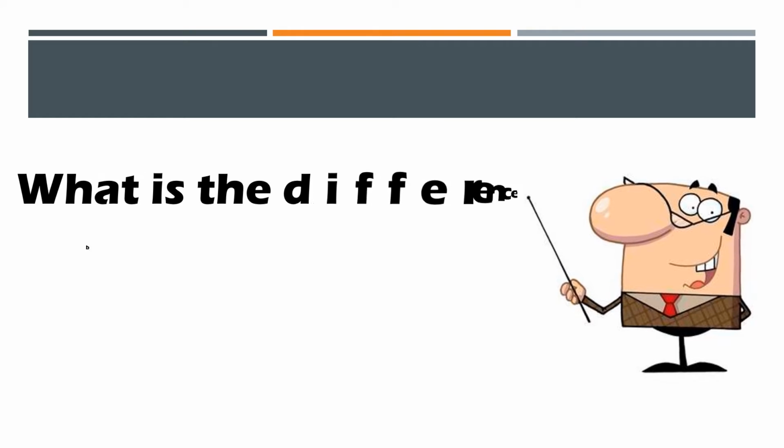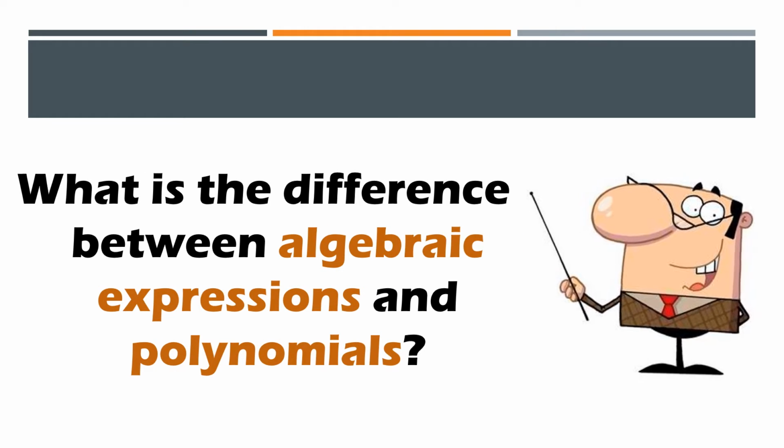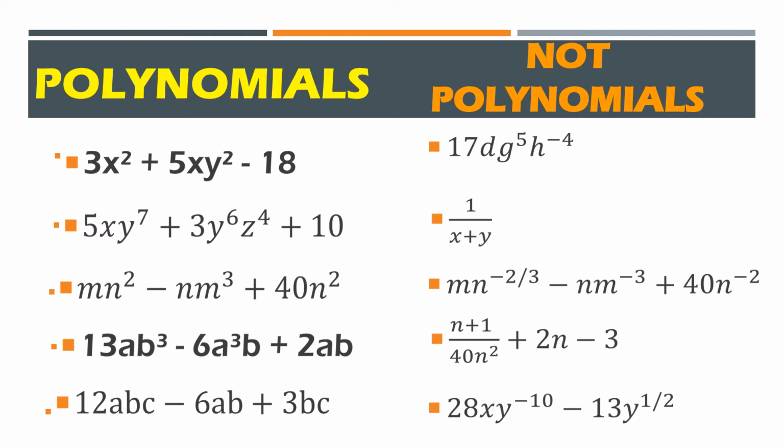So, let us answer the question, what is or are the differences between algebraic expressions and polynomials? Let's see if we have the same observation. Expressions with negative exponents are not polynomials, meaning to say polynomials have positive exponents only. Another observation, expressions with fraction exponents are not polynomials, meaning to say polynomials should have whole number exponents.